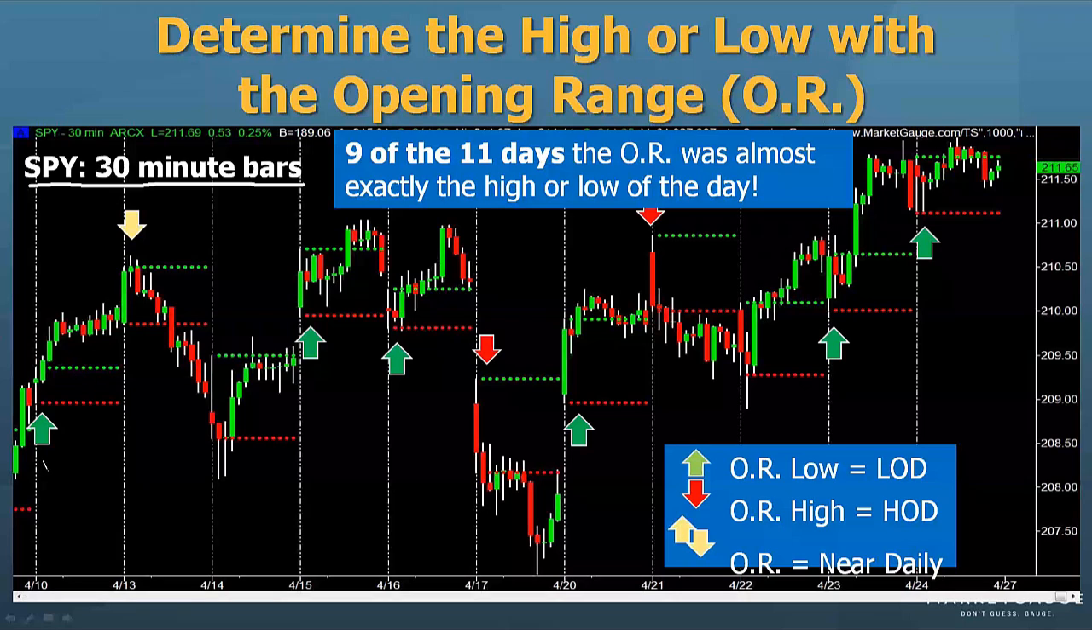Now, with these arrows, the green arrow represents a day when the low was the low of the day. A yellow arrow pointed down means that it was close enough to be called high of the day, or red, high of the day. So if you just take a look at this, I would say almost random segment in time, but a choppy period, 9 out of the 11 days, the opening range was almost exactly the high or low of the day. All right? So if you're not looking at this, this is literally a hidden secret that's been sitting right in front of you the whole time.